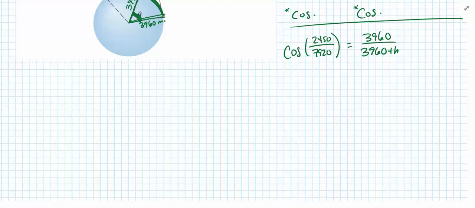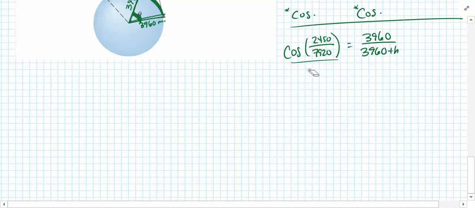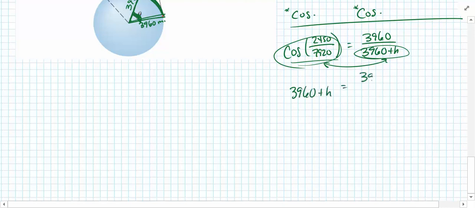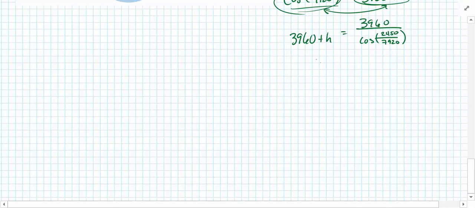From here, I would probably use the technique that I remember from algebra class, which kind of abbreviates our cross multiplication technique. This entire side of the equation can be replaced with this side, or this denominator value. Those two pieces can switch positions. So I know that 3,960 plus h is equal to 3,960 divided by cosine of 2450 divided by 7920. And lastly, I can subtract both sides by 3,960, and that'll isolate h for me. 3,960 divided by cosine of 2450 divided by 7920 minus 3960. That should solve h for us.